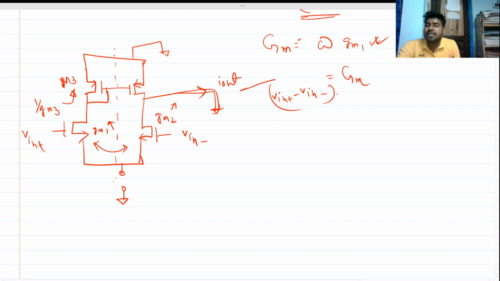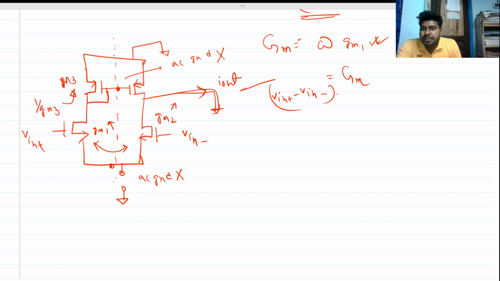But in this case, is this possible here? No, right? This point is not AC ground. Okay, AC ground is not possible here, and this point is also not AC ground. So how to approach this to find the overall Gm? If we have an AC small signal ground, this and this, our calculation becomes so easy.